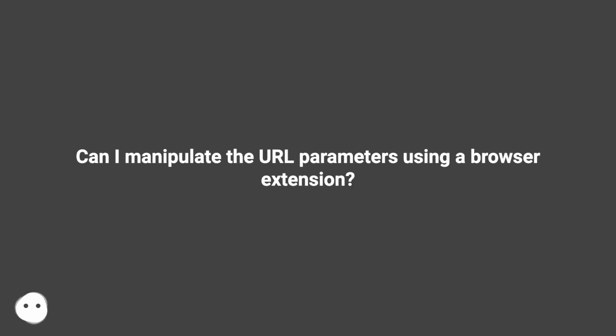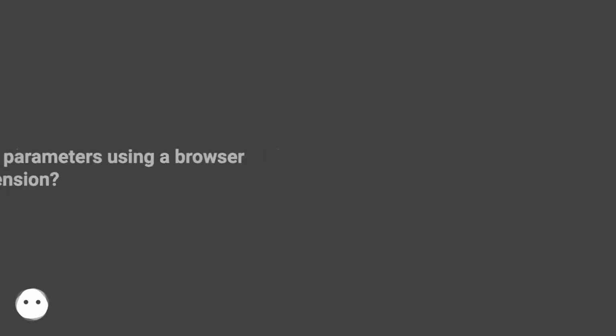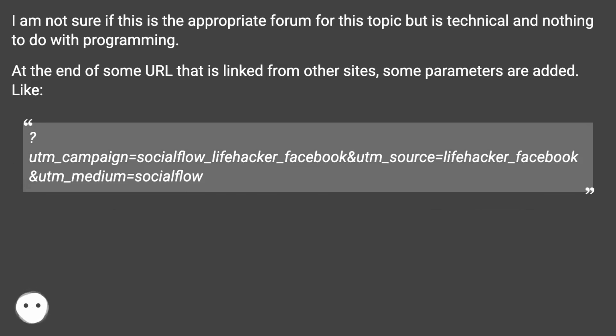Can I manipulate the URL parameters using a browser extension? I am not sure if this is the appropriate forum for this topic, but it is technical and nothing to do with programming. At the end of some URLs that are linked from other sites, some parameters are added, like utm_campaign=socialflow_lifehacker_facebook&utm_source=lifehacker_facebook&utm_medium=socialflow.